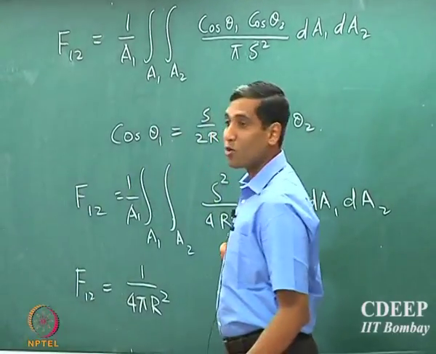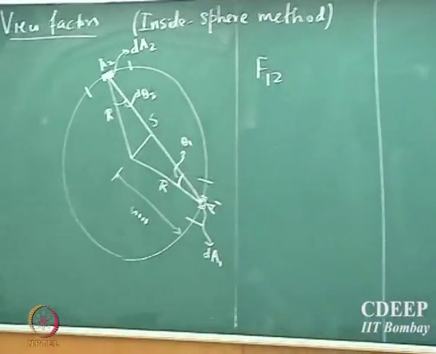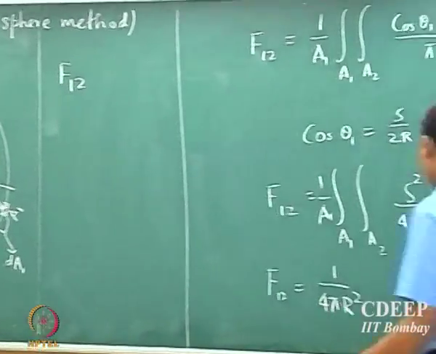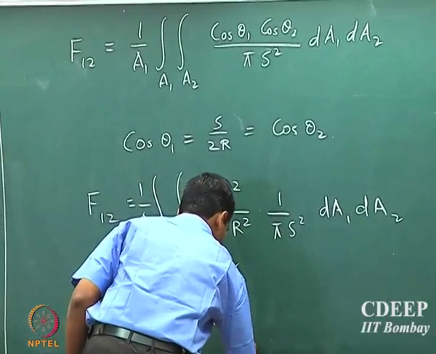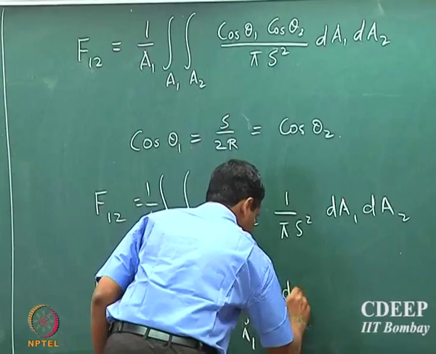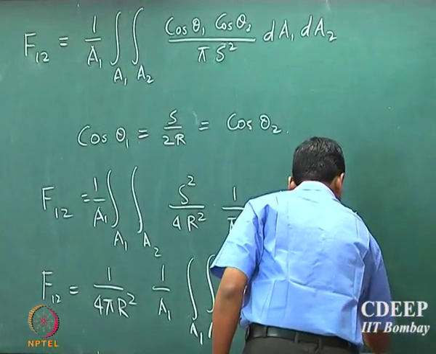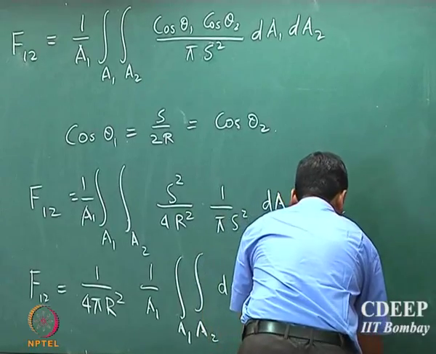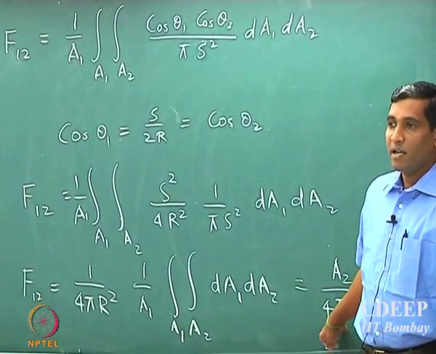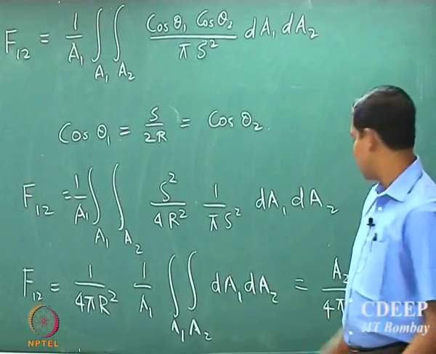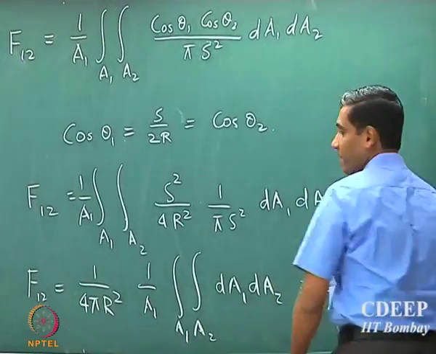So note that r square, the radius of the sphere, is independent of what is the area of A1 and A2, and it is independent of the location of the surface areas. So that will be 1 by A1 integral over A2 dA1 dA2. Okay, and that's nothing but A2 by 4 pi r square. What is 4 pi r square? It's the area of the whole sphere, right? So that's nothing but A2 by the surface area of the sphere.